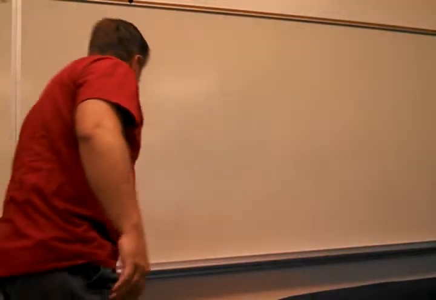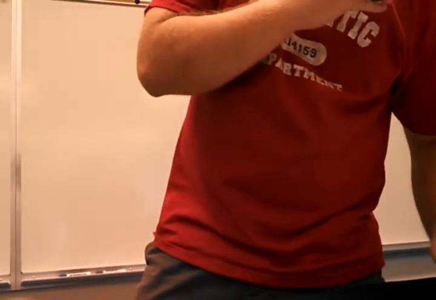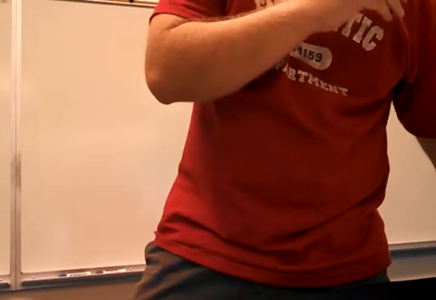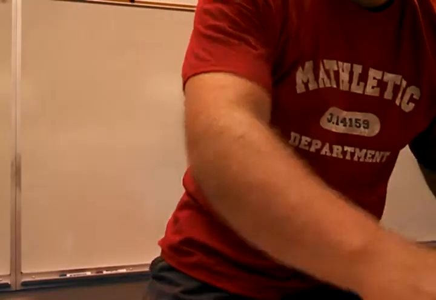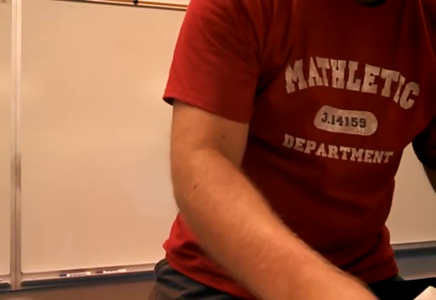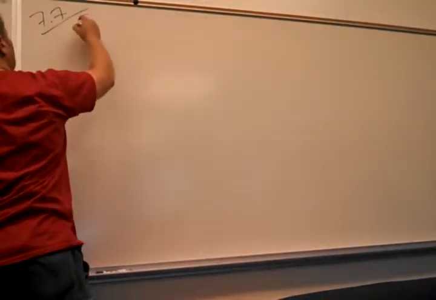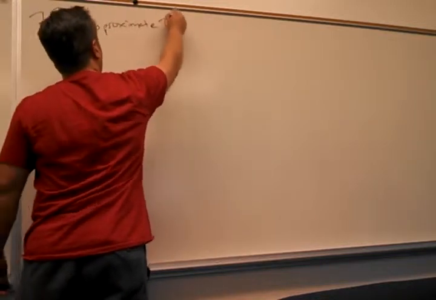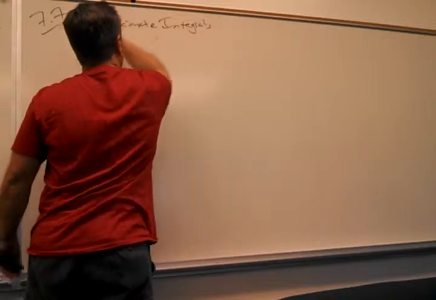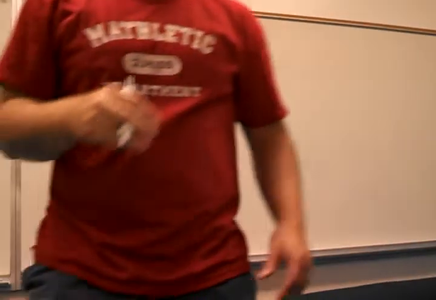Alright, so 7.7. Oop, this is approximate integration. Did I skip something? No, okay. 7.8 is where we do infinite intervals. So 7.7, approximate integration. And this is bringing back and modifying some of the things we did to first discuss integrals themselves.